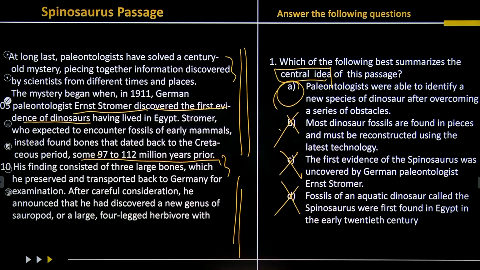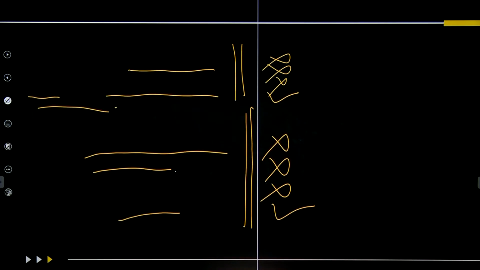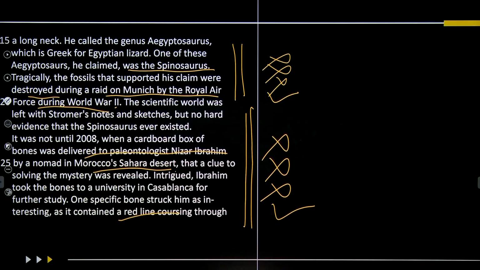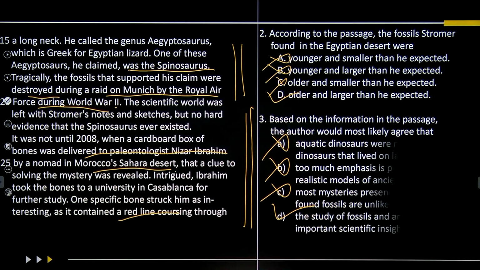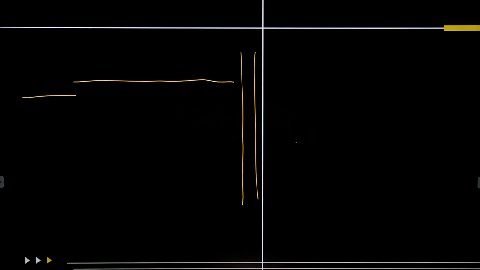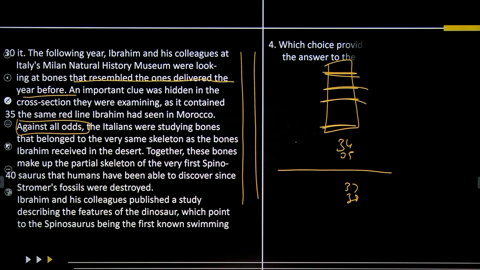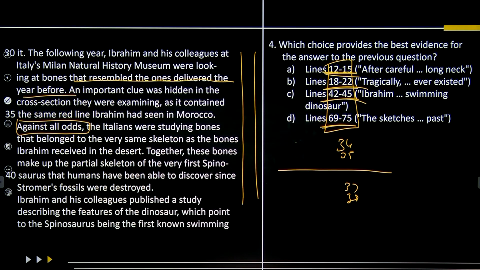So here, after careful consideration, he announced that he had discovered a new genus of sauropod, or a large four-legged herbivore with a long neck. He called the genus Aegyptosaurus, which is Greek for Egyptian lizard. One of this Aegyptosaurus he claimed was the Spinosaurus. Now this is for 12 to 15, and the question goes like this. So the study of fossils definitely gives deep insights. So did you get the answer in line 12 to 15 or from 18 to 12? Let's see.